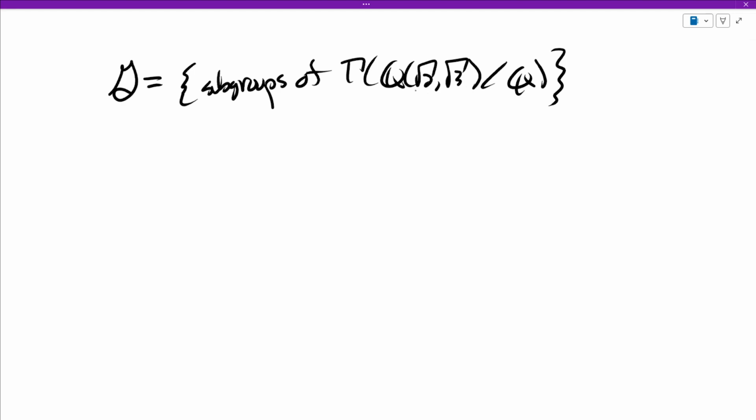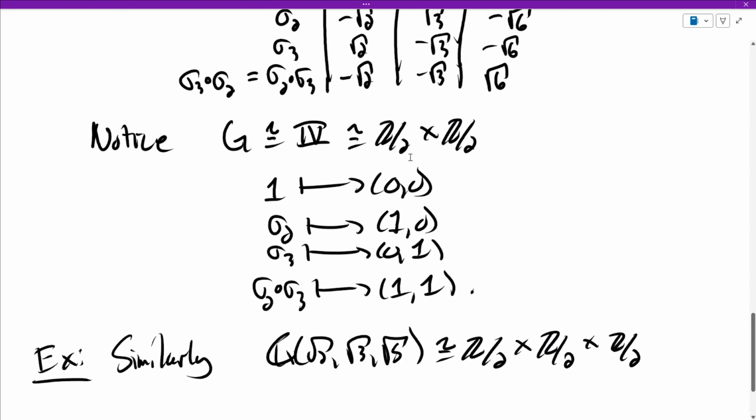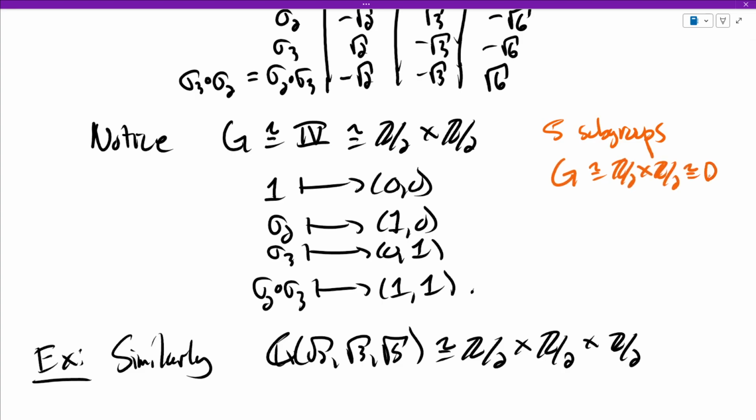And this group was Z4. Now, sorry, Z2 cross Z2, not Z4. There's 5 subgroups of this guy. Let's list all of them. I'm going to adopt the notation of the book. There's the whole group, which is Z2 cross Z2. Sometimes people write that as D4 as well. I don't like that. That makes me unhappy. I prefer to think about it as Z2 cross Z2.